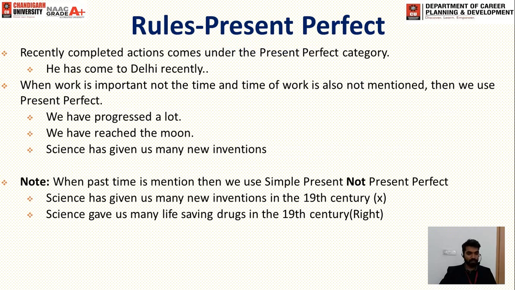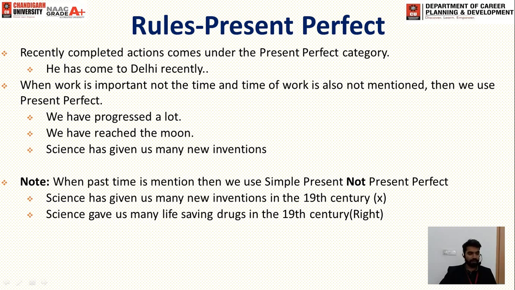The basic rule regarding present perfect is that recently completed actions come under the present perfect category. The actions which have just been completed in a moment are used in present perfect. So this is the example: He has come to Delhi recently. This word recently gives us the feeling that he has recently moved to Delhi. That means the action has been completed recently, and that's why we are using present perfect. So recently completed actions come under the category of present perfect.